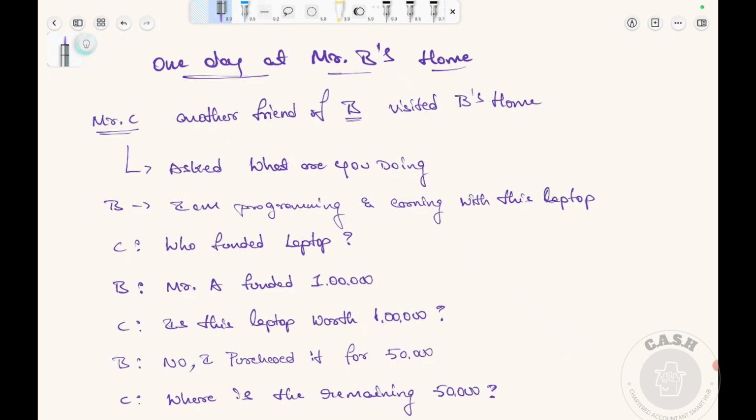Now, one day, Mr. B is working at his home. One of his friends, Mr. C, visited B's home and asked, what are you doing? Mr. B replied that I am programming and earning with this laptop. C said, who funded this laptop? Mr. A funded 1 lakh rupees. Is this laptop worth 1 lakh rupees? No. I purchased it for only 50,000. Where is the remaining 50,000?